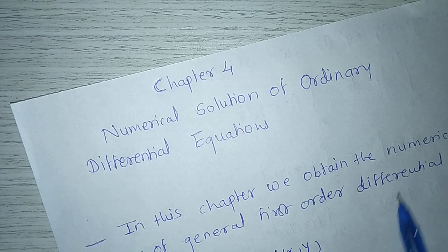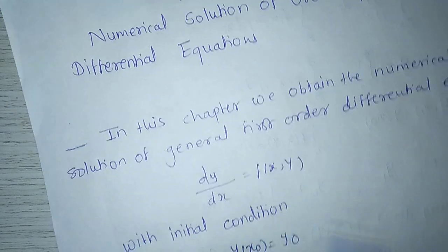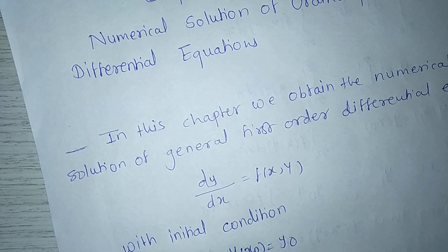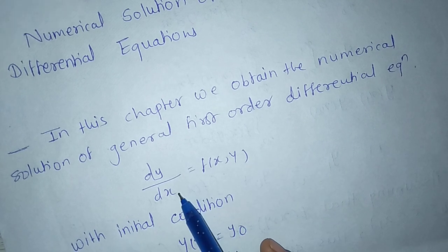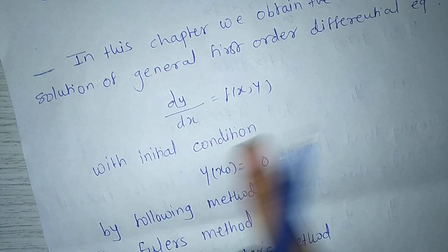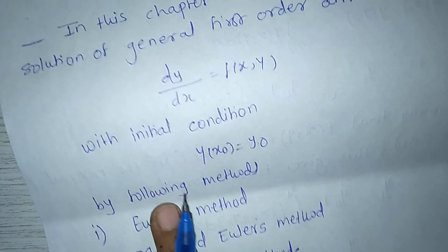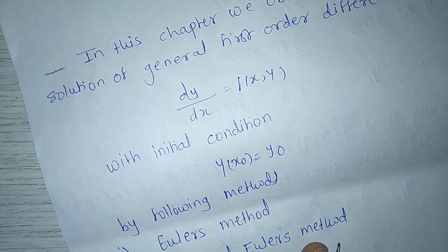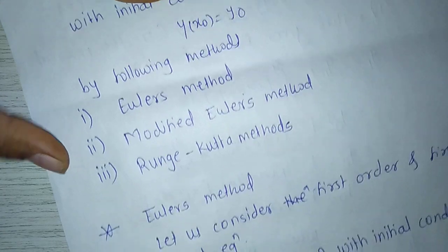Hello students. Next chapter is numerical solution of ordinary differential equation. In this chapter we obtain the numerical solution of general first order differential equation dy by dx equal to f of x, y. This is the general first order differential equation with initial condition y at x naught equal to y naught. By following methods: first Euler's method, next modified Euler's method, and third is Runge-Kutta methods.